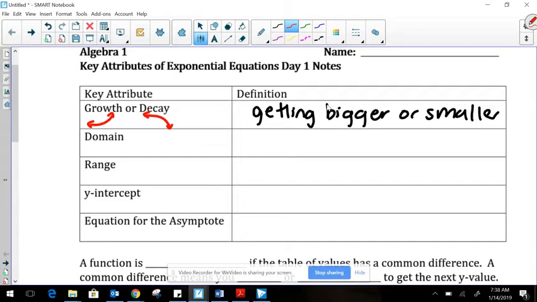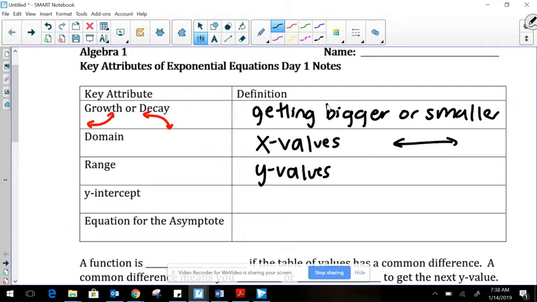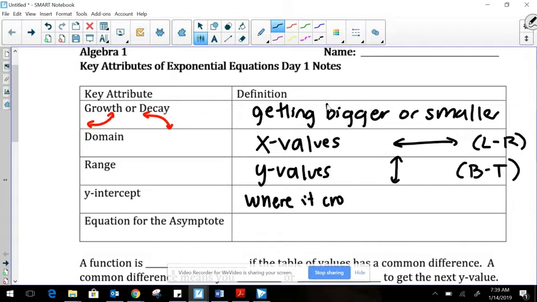All right, next then, the domain. These are the x values. We've done this last semester. So this is left to right, if you want to draw that to help you remind yourself. Then range, that's your y values, or bottom to top. So you can remind yourself, all right, left to right, bottom to top. Okay, then the y-intercept, that's where the graph crosses the y-axis.